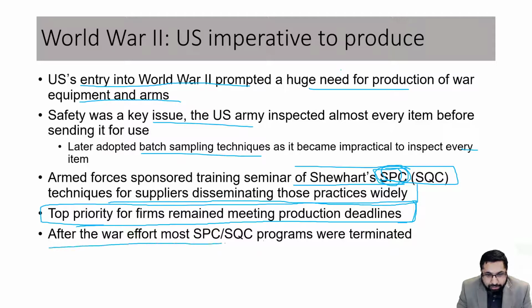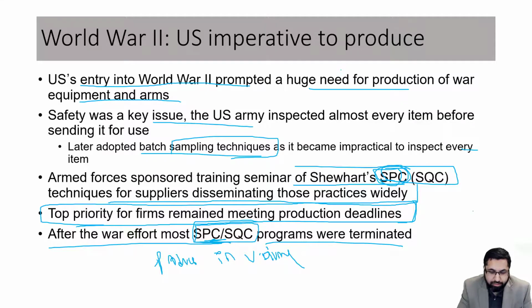After the war effort, most such statistics-based quality control tools, like sampling techniques or especially process control, were terminated. Why? Because companies were trying to produce a lot to meet the post-war demand as Europe was being rebuilt and so forth. And so the goal was to capture market share by pushing out a lot of volume. So the goal was to produce in volumes, and quality was a secondary concern.